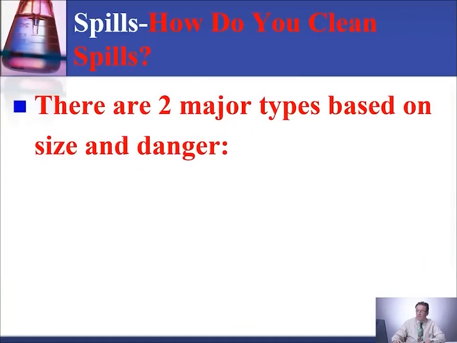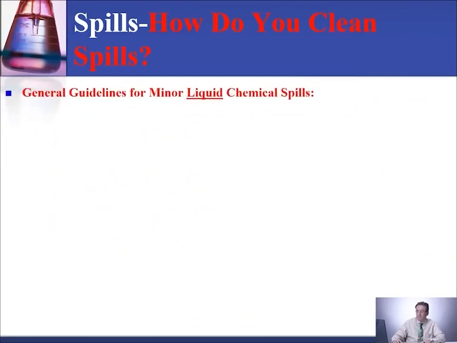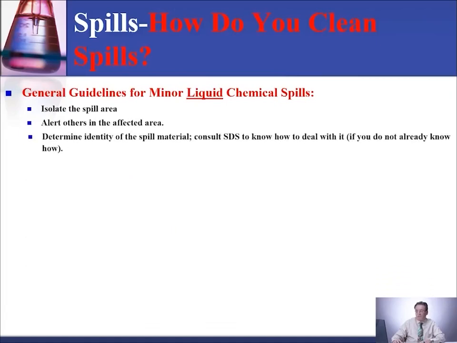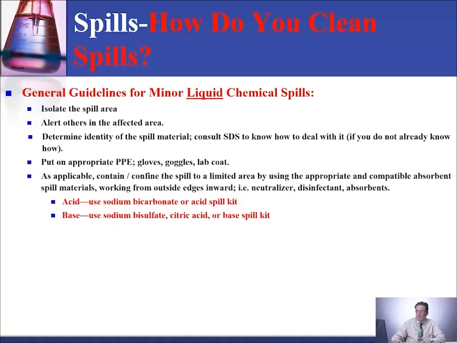We said there are two major types of spills based on size and danger: minor spill and major spill. These are general guidelines for minor liquid chemical spills. Isolate the spill area, alert others in the affected area, determine the identity of the spilled material, consult the SDS to know how to deal with it, and put on appropriate PPEs like gloves, goggles, and a lab coat if you're not wearing one.